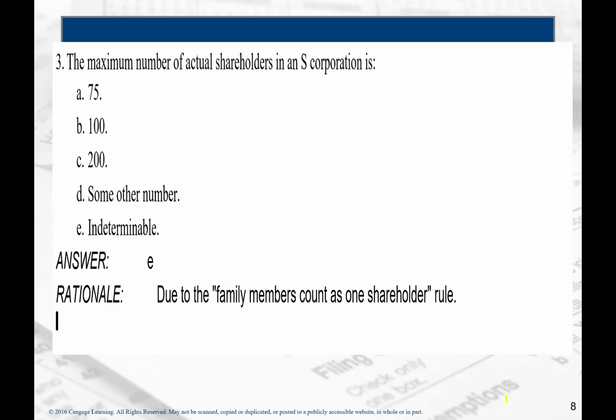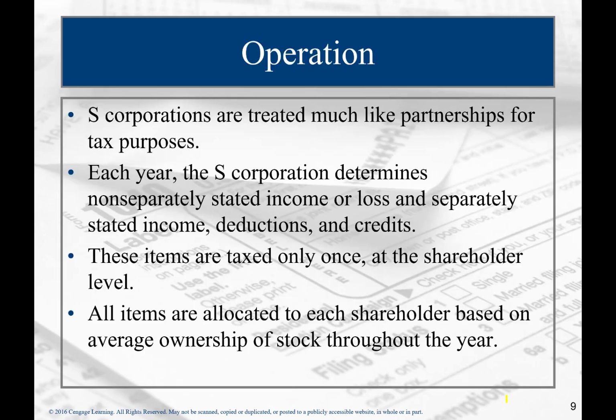The maximum number of actual shareholders in an S corporation is indeterminable. The actual number, because family members count as one. So if you have a huge family of 500 people, I don't know if you could have a family that big, but if you have a large family, then you could be exceeding the 100, because they're counted as one shareholder. All right, good. So let's take a look at the operation of the S corp.